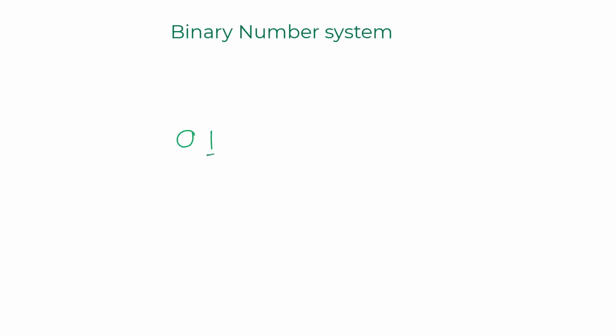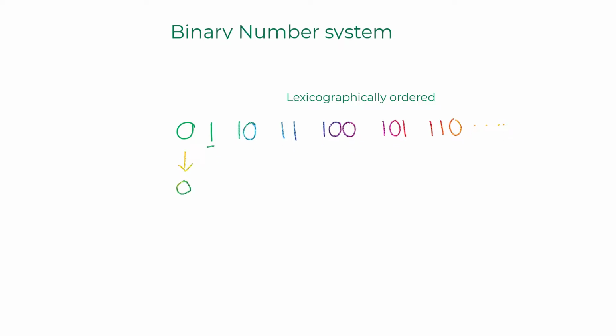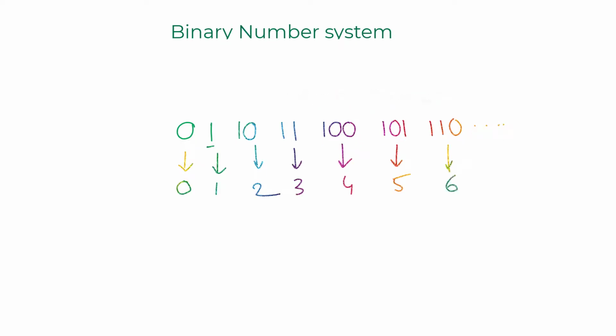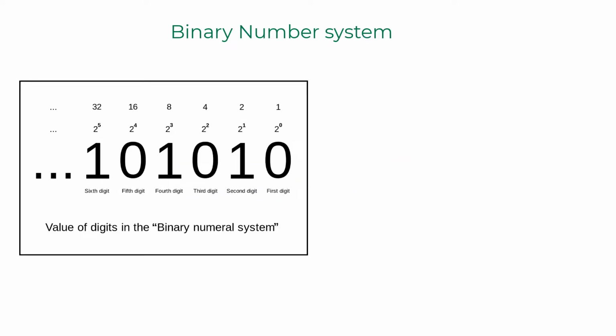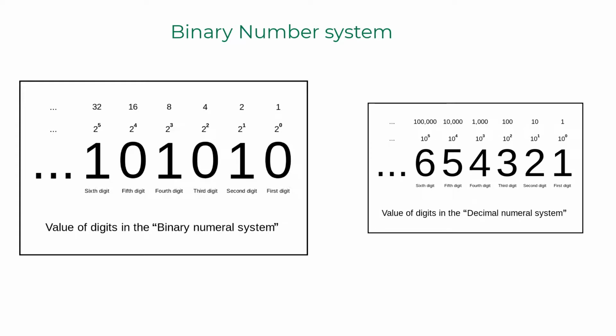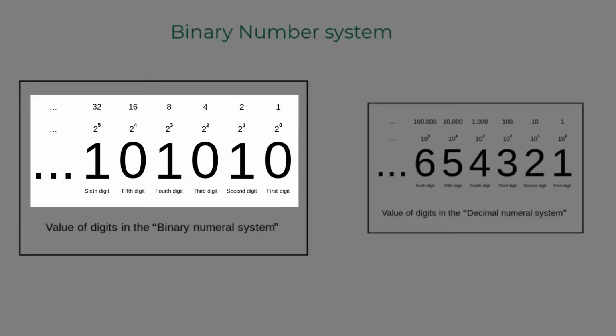We start out with 0, 1, and as we run out of options, we go for 1, 0, 1, 1, 1, 0, 0, 1, 0, 1, 1, 1, 0, and so on and so forth. So they correspond to the actual numbers which I'm listing down below. The binary number system is pretty similar to the decimal number system. The only difference is the weights of the digits are in the powers of 2.